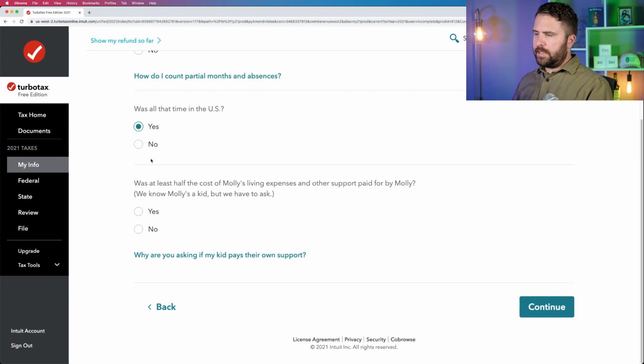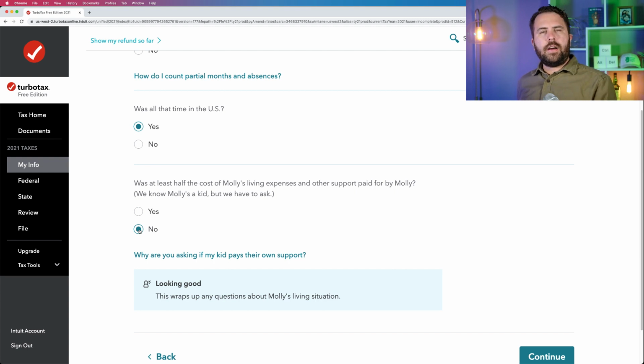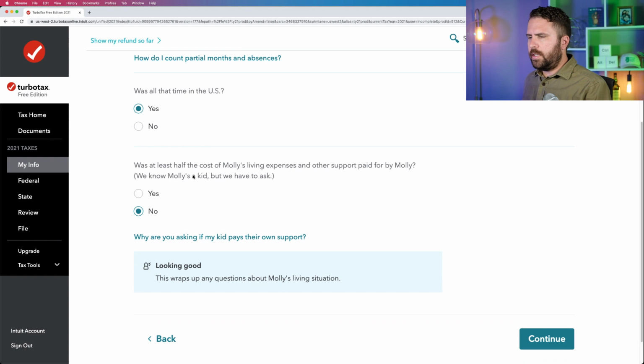Was at least half the cost of Molly's living expenses and other support paid for by Molly? I'm going to say no. She is 12 years old? She did not cover her own. I guess she'd be 13, turned 13 in 2022. But I don't think very many 12 and 13-year-olds cover at least half of their own living expenses. So I'm going to say no.